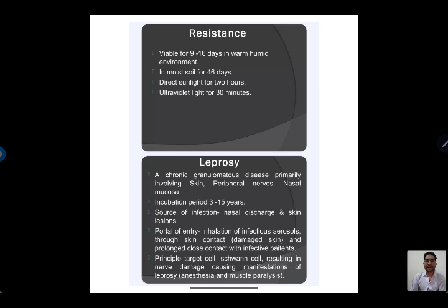Resistance: variable. It remains viable for 9 to 16 days in a warm humid environment, in moist soil for 46 days, in direct sunlight for 2 hours, and under ultraviolet light for 30 minutes.